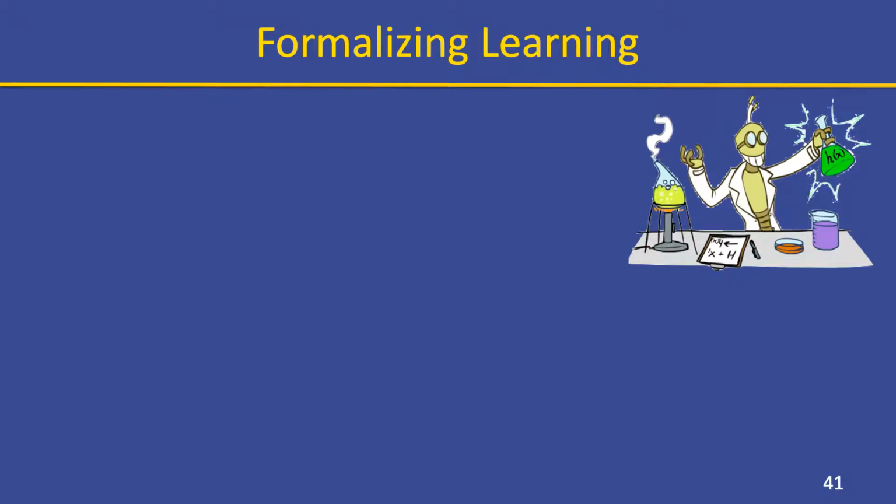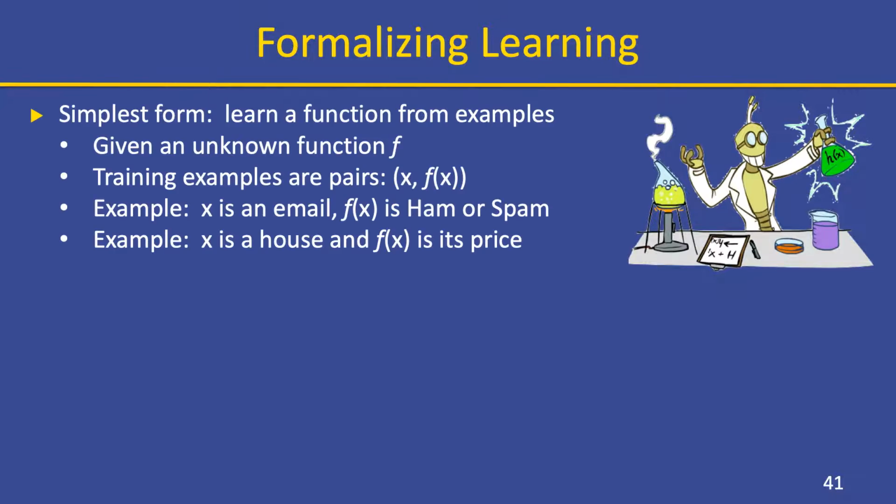Now let's take a step back and formalize what we're doing when we are learning. Inductive learning, also known as discovery learning, is a process where the learner discovers rules by observing examples. So these rules are represented by some function. This function is unknown to us.